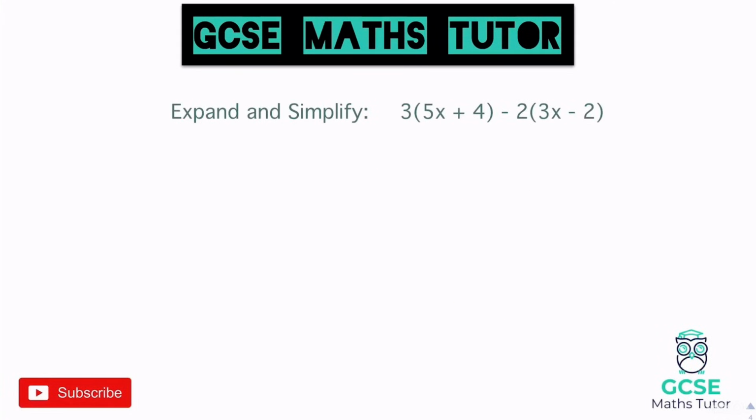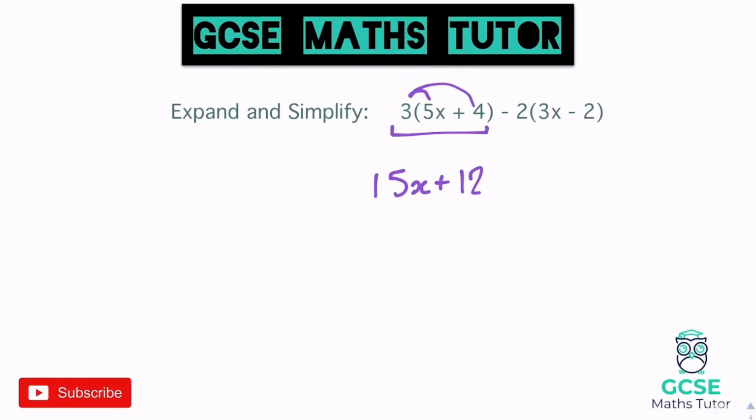Expanding and simplifying two brackets, so we'll expand these separately. So let's have a look at the first one. So 3 times 5 is 15, and 3 times 4 is 12. So we have 15x plus 12. On to the next one.